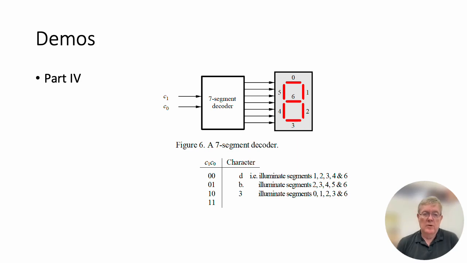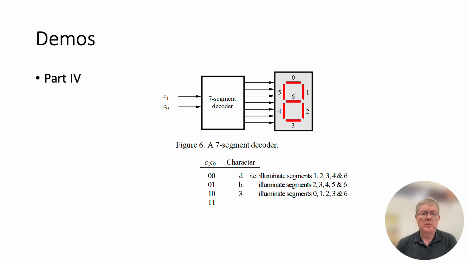For part 4, you're to design a 2 to 7-bit decoder as is displayed here. The two input bits are to be provided by switches 14 and 15, and respectively the switch settings are to choose one of the 4 characters that are displayed here, respectively D for 00, B for 01, 3 for 10 and blank for 11 on the least significant or rightmost 7-segment display.